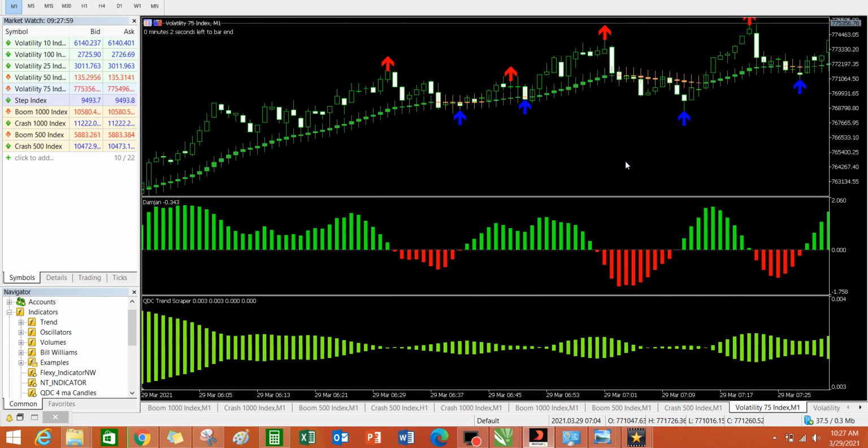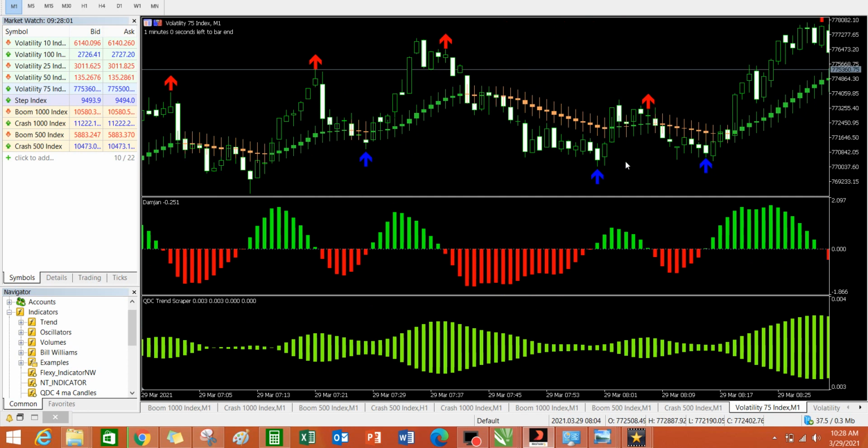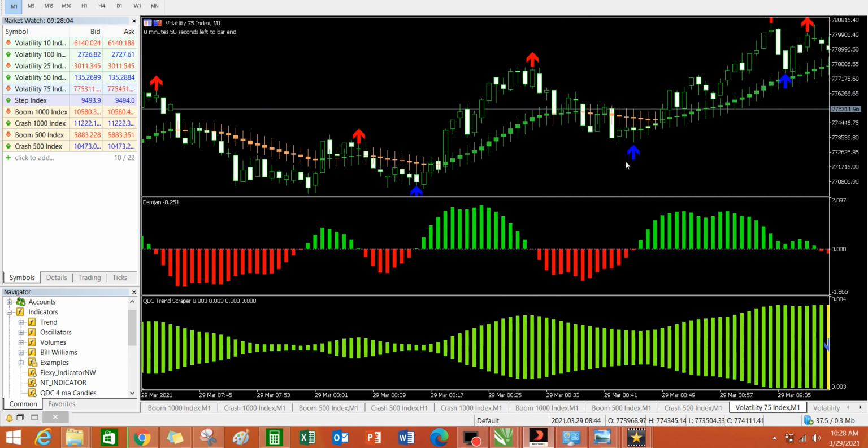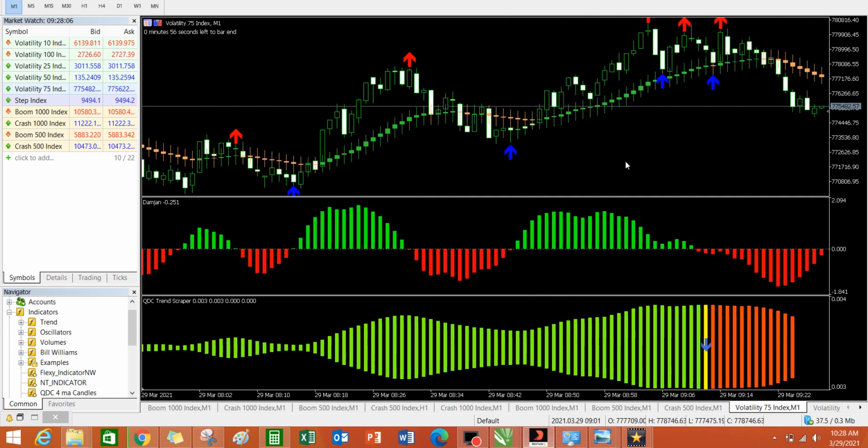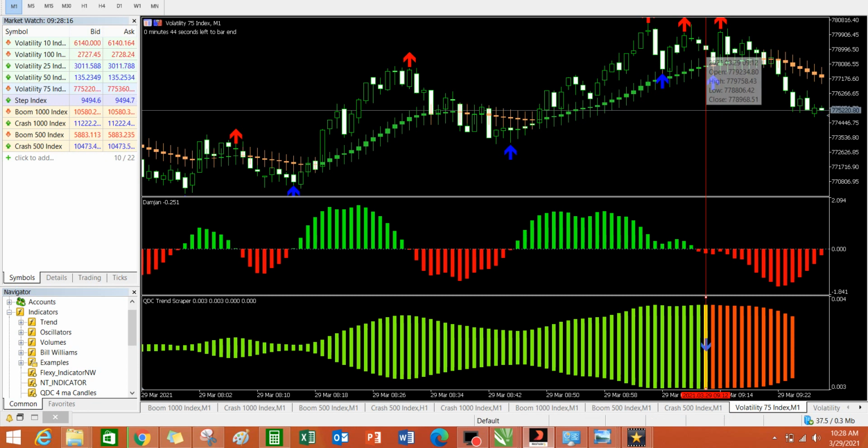It is there already, so that we will know if it has gotten back to our entry point or not. Check it out. You can see that it didn't get back to the entry point, and it asks us to exit the market here because the direction of the market is changing from uptrend to downtrend.